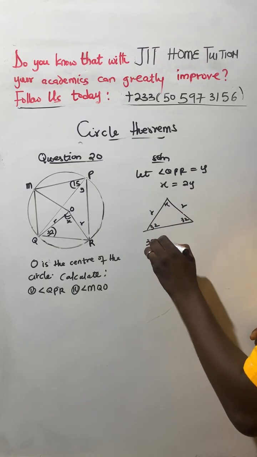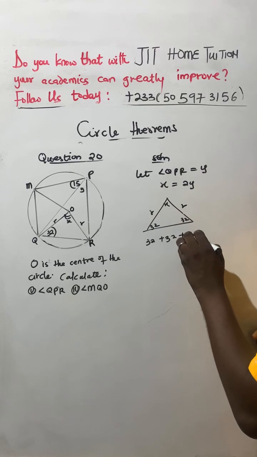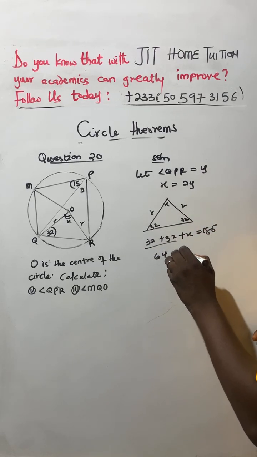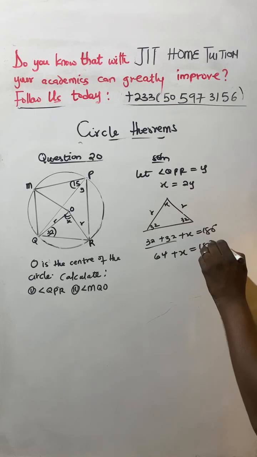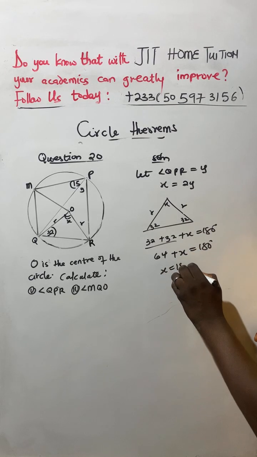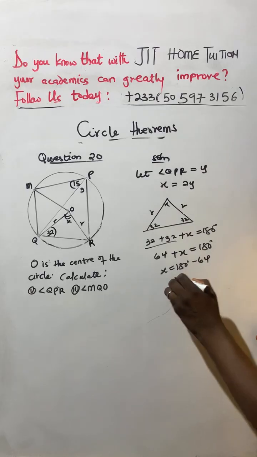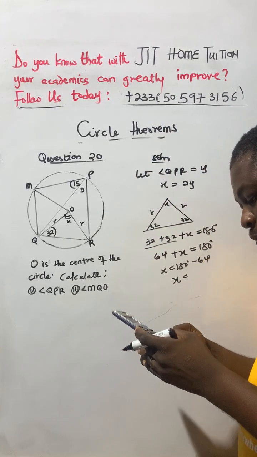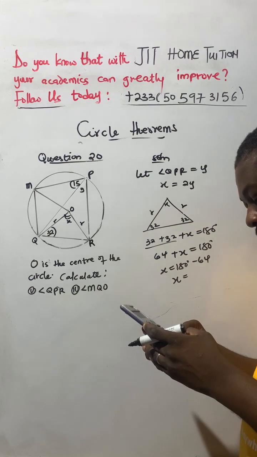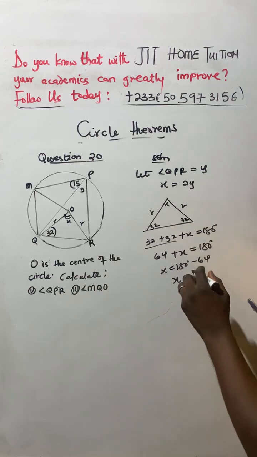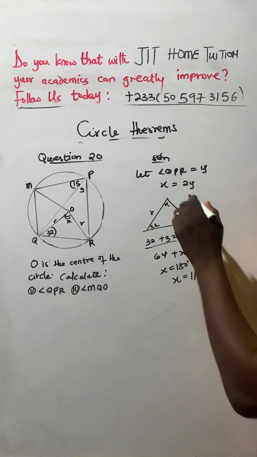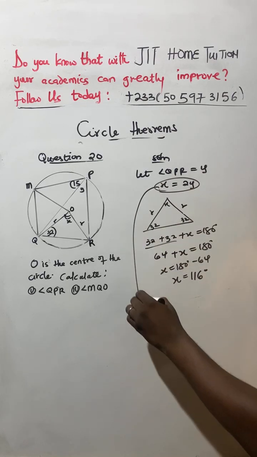So you have 32 plus 32 plus X equal to 180 degrees. Now this gives you 64 plus X equal to 180. X will be equal to 180 degrees minus 64. Let me use the calculator. 180 minus 64 will give you 116 degrees.